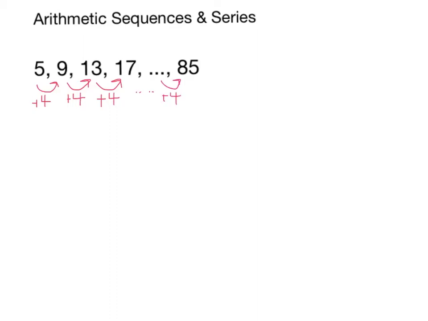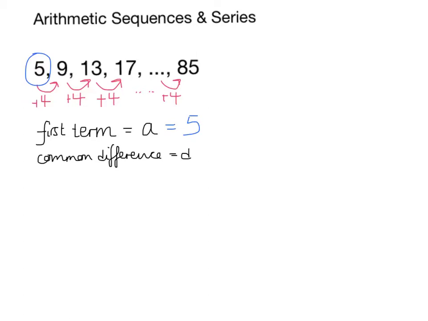So the first thing we can write down is important notation. The first term we call a, and in this case a is 5. The other important bit of notation we need is the common difference, d, and in this case the common difference, plus 4, is 4. That's just the amount that it goes up by each time. So plus d, plus d, plus d.